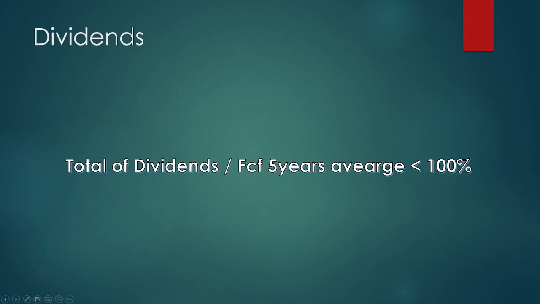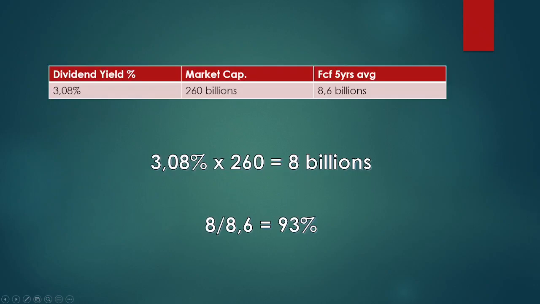Let's go to an example. Coca-Cola has a current dividend yield of 3.08%. If we multiply this value by its current market capitalization, we see that it pays a total of 8 billion annually in dividends. Comparing this value with the average free cash flow of the last 5 years, we see that dividends consume most of it, which may not be ideal.